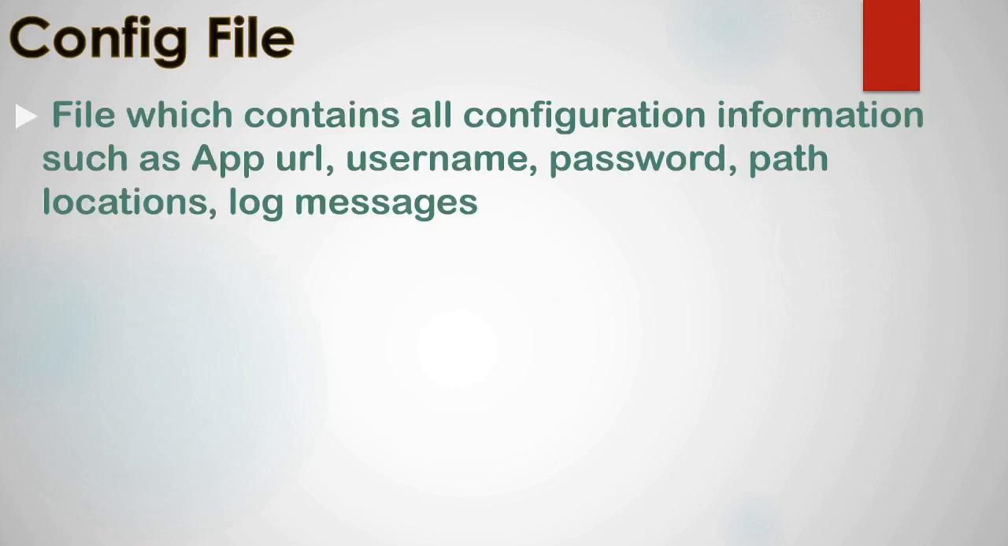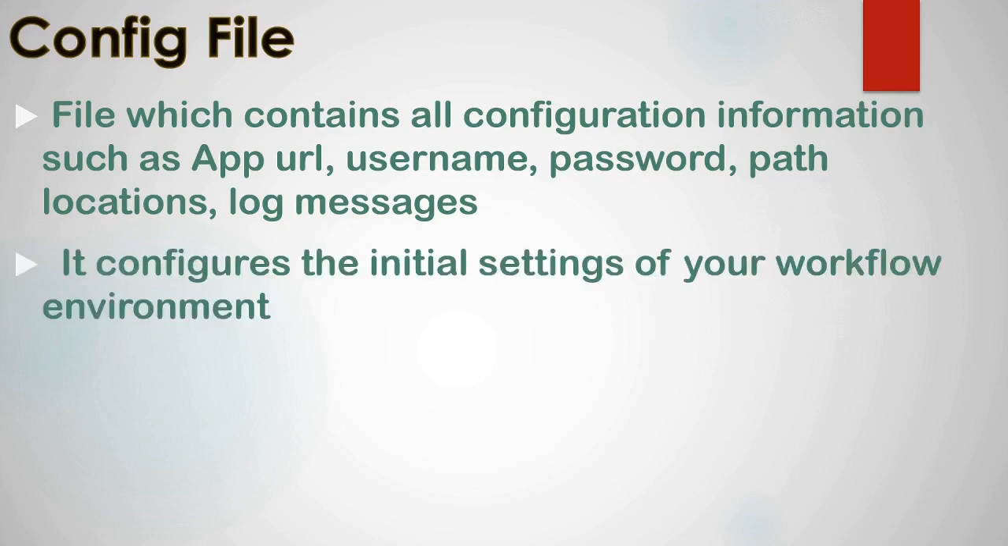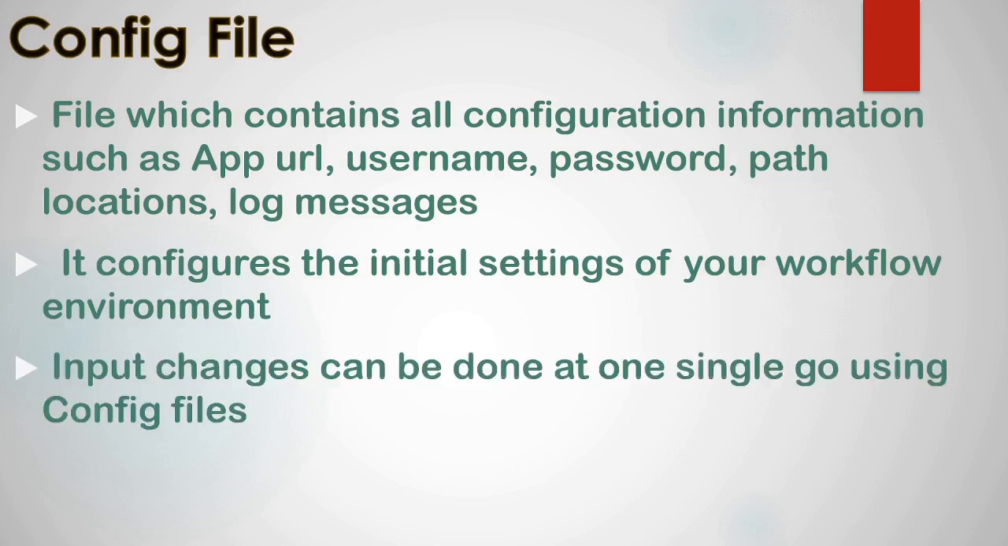The config file is a file which contains all configuration information such as application URL, username, password, path locations, log messages, etc. It configures the initial settings of your workflow environment, and the input changes can be done in one single go using the config file. So let me show you a sample config file for a UiPath project.